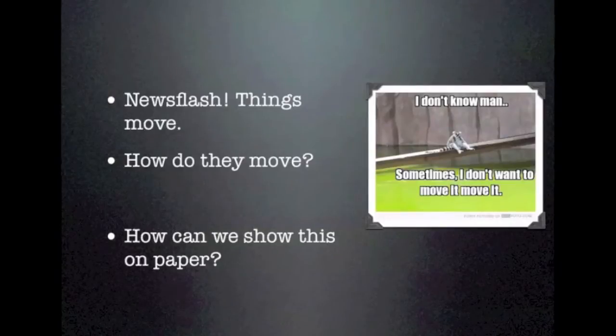Newsflash, things move. I'm sure you're aware of this, but how do they move? Think of all the different ways in which things move. They can move fast, they can move slow, they can jump, they can vibrate. The list goes on and on and on. So since we're a class and physics involves a lot of math and drawing, how can we show this on paper?